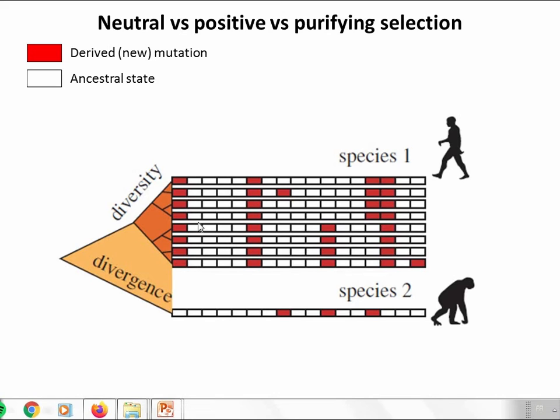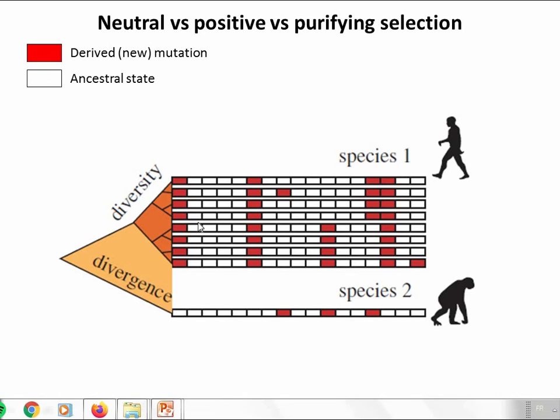A site under neutral selection means that a new mutation arising at a specific site will not have any impact on fitness. That's the case of most derived mutations, and we see that most of the genetic diversity is driven by demography and stochastic events, and not by selection. So neutral selection means basically no selection on this specific mutation.